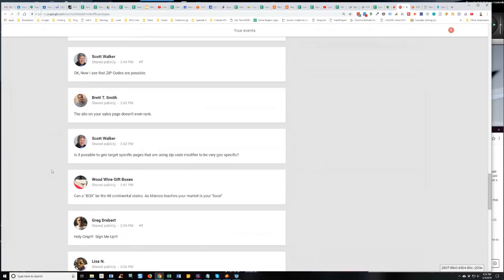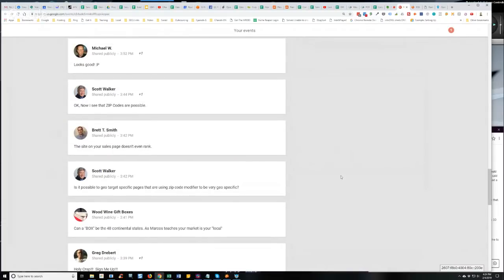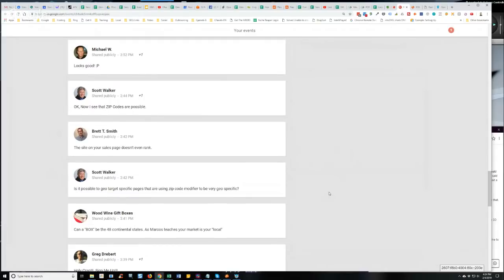So next question is, can a box be the 48 continental states? I have no reason why you couldn't do that. It's unlimited. Very cool. Just that the corners of the box can't overlap each other, meaning you can't wrap it all the way around the world 1.5 times. So you go to the southeasternmost tip of Florida and then the northwesternmost part of Washington State, right? And that would cover the entire country, basically. Yep, that would do it.